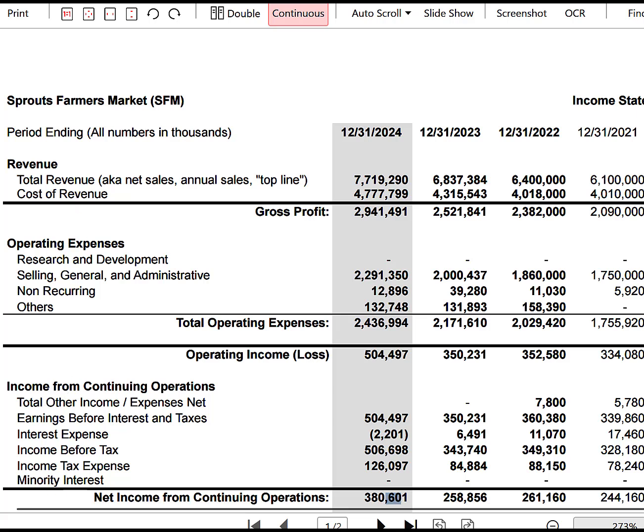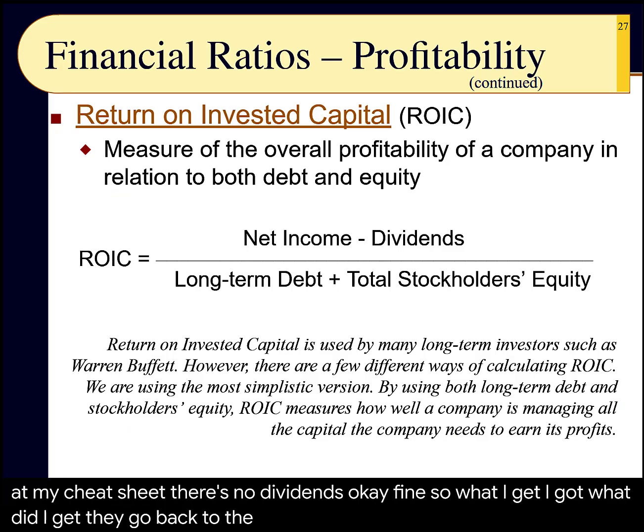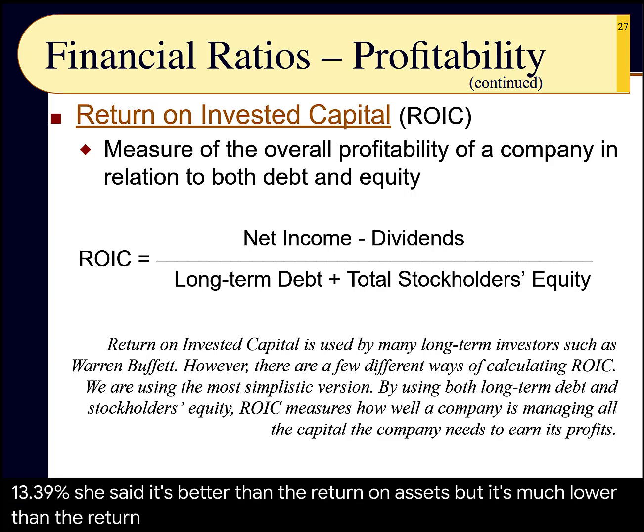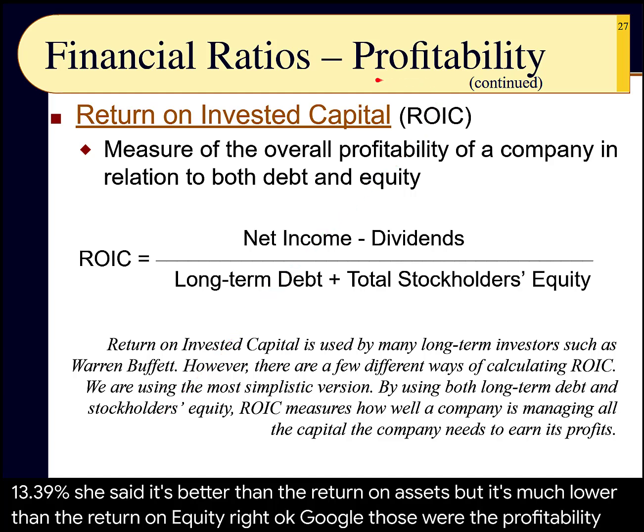So what did I get? Go back to I got a return on invested capital of 13.39%. So you see, it's better than the return on assets, but it's much lower than the return on equity. Right. Okay, good. Excellent. Now, what's the next one? So those were the profitability ratios.